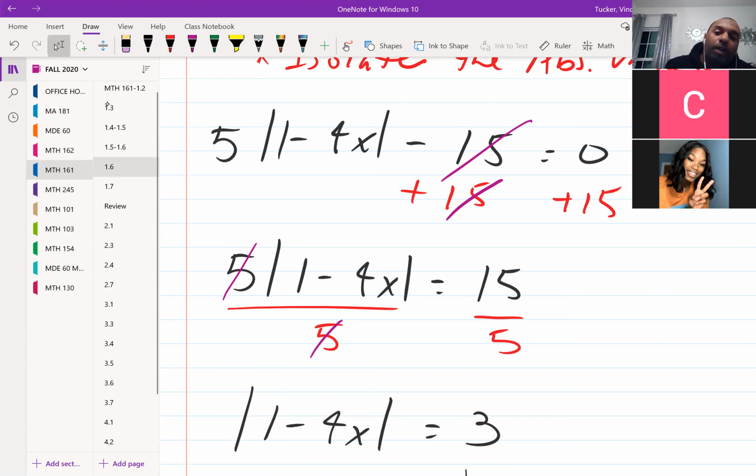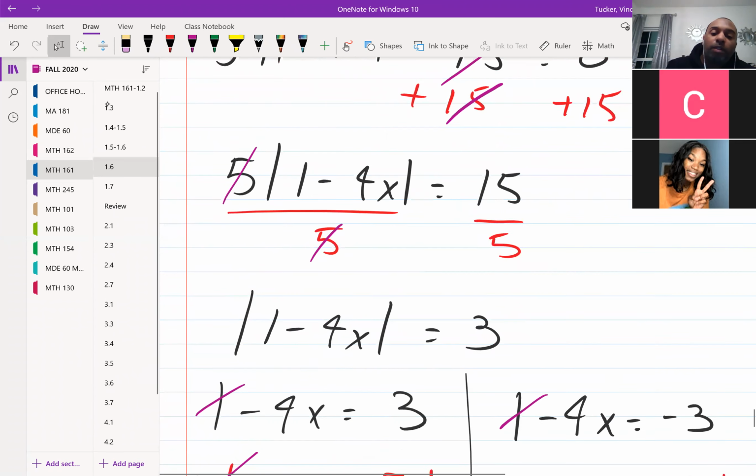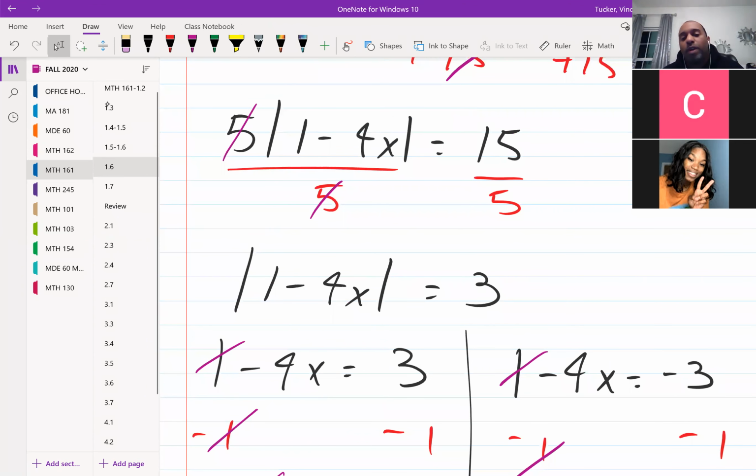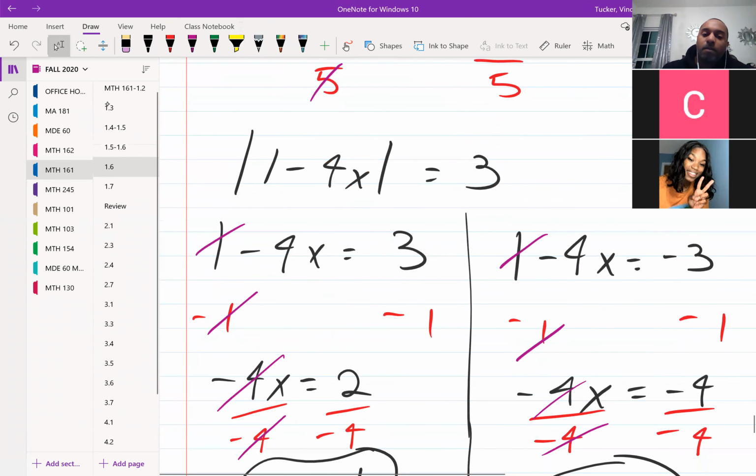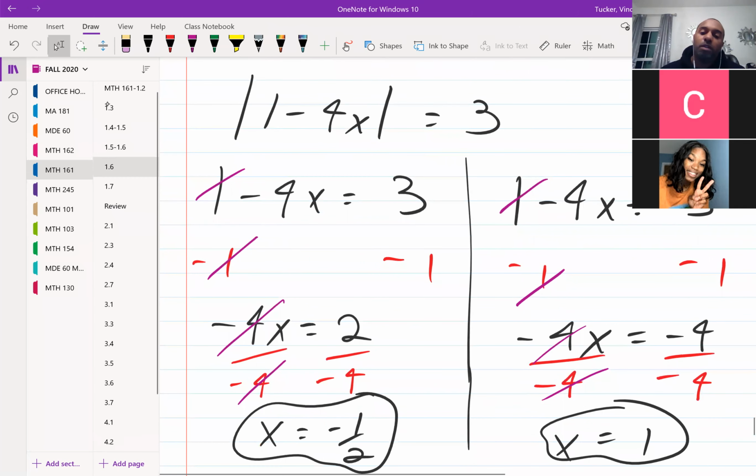All right, so once we've isolated our absolute value quantity, now we can set 1 minus 4x equal to 3, and then 1 minus 4x equal to negative 3. Subtract 1 from both sides. Divide by negative 4. And we'll have our 2 solutions.